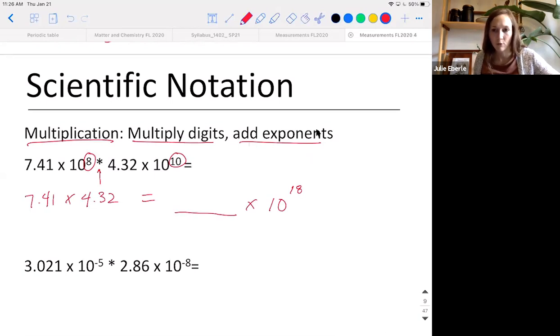Anybody do that multiplication yet? Haley said she got 32.0112. Thank you, Haley. 32.0. What's my issue though? Not a number between 1 and 10. 32 is greater than 10. Thank you, Bianca. So we need to manipulate this. What do we need to do to it to get it in proper scientific notation?